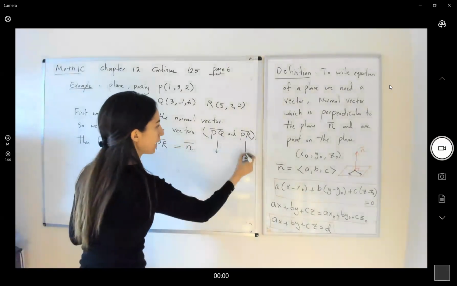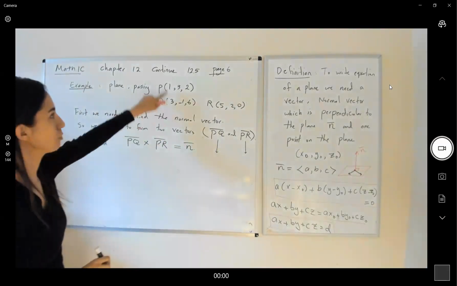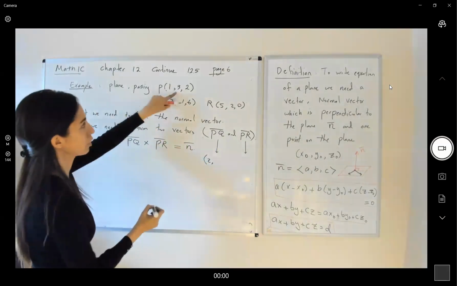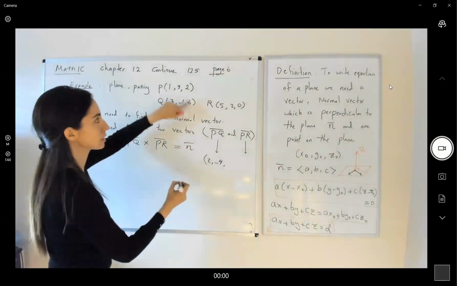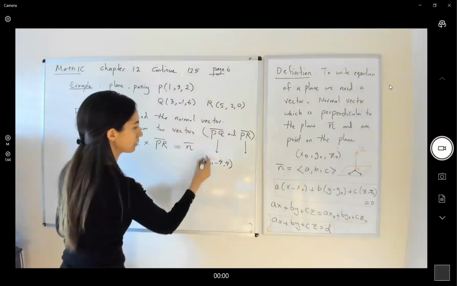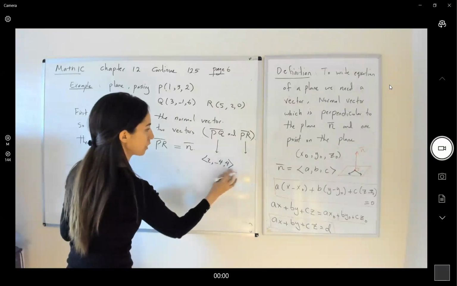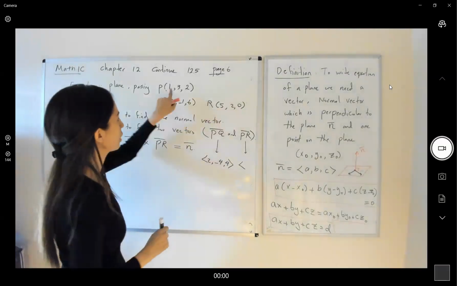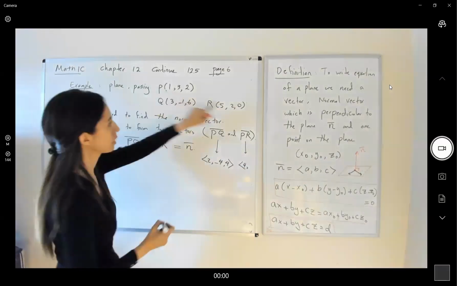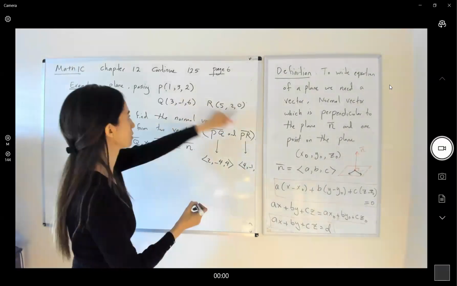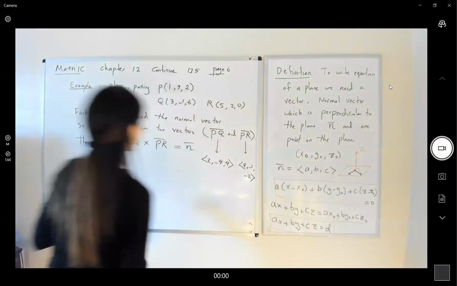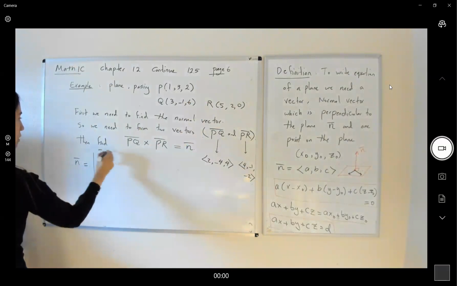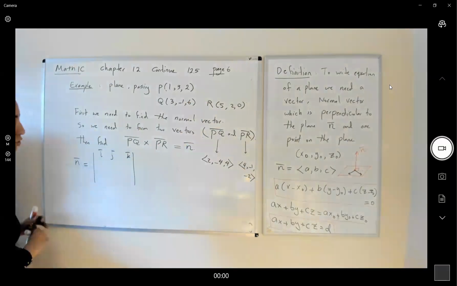So PQ and PR. Q minus P: 3 minus 1 is 2, -1 minus 3 is -4, 6 minus 2 is 4. This is your first vector, so let us use the symbol for a vector. And the second vector, PR: 5 minus 1 is 4, 2 minus 3 is -1, and 0 minus 2 is -2. Now our n is equal to the cross product between these two vectors, PQ cross PR.